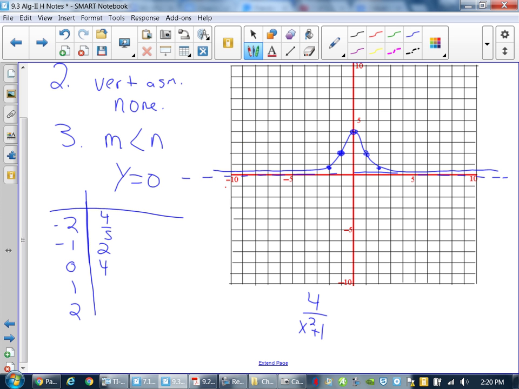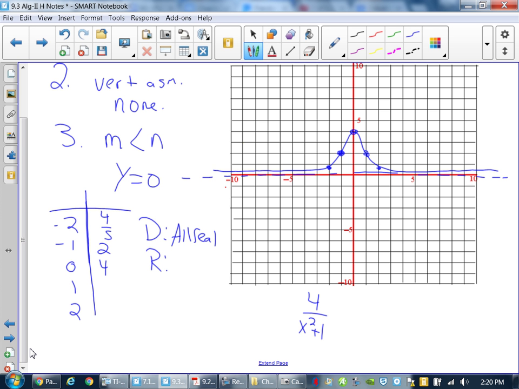So our domain, is there any restriction on our domain? No. In this case, there is absolutely no domain restriction. So my domain is all real. My range, now my range is bound by 0. You okay with that?